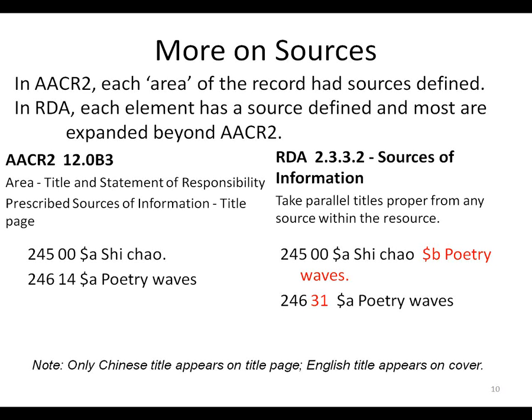And so your parallel title that is transcribed as part of a title statement in your 245 must appear on the chief source. Otherwise, it's provided as a title added entry. Well, in RDA, that's not the case, because parallel title has a specific source associated with it, which is anywhere in the resource. So if there are parallel titles appearing anywhere in the resource, then they are transcribed in the title statement. Okay. So there's one change.